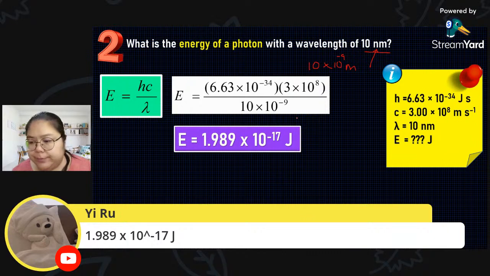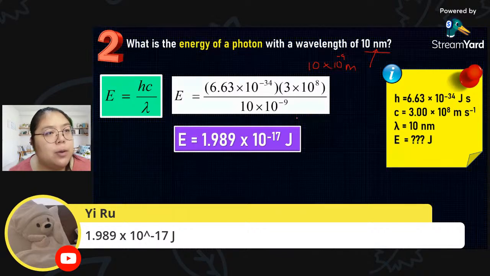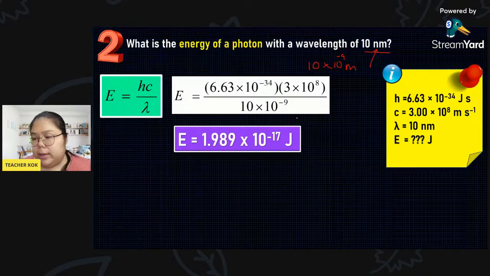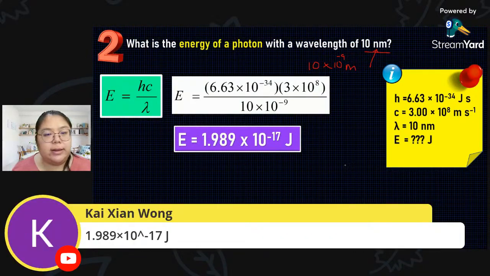Wong Kai Xian. Okay, Chaya also correct. Chaya, I think you have a little problem with your power. The power is not negative 19, the power is negative 17. Maybe you pressed the calculator wrongly. Okay, so we go to the next.